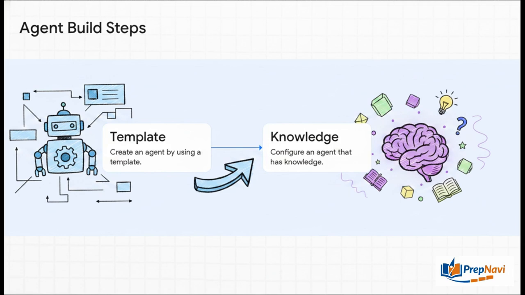Step 2, configure an agent that has knowledge. And honestly, this second step is where the magic really happens. It is heavily emphasized in the study materials. Think of it like this. A template gives the agent its shape, but the knowledge gives it its brain.